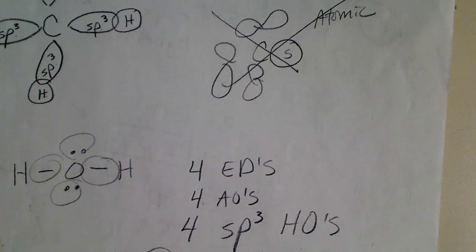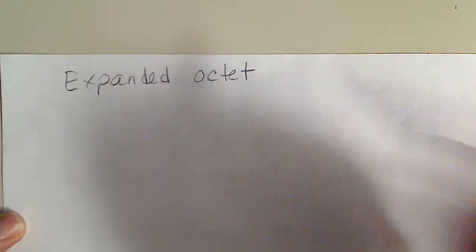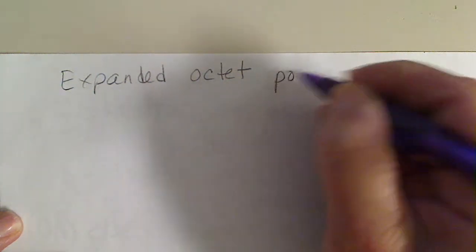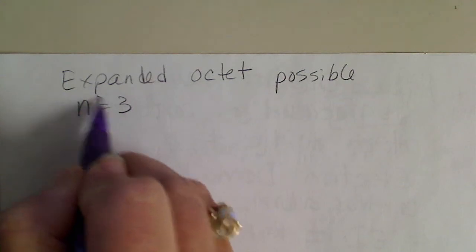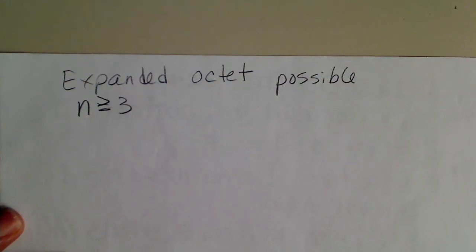4 electron domains. We can also have an expanded octet as long as the central atom is on the 3rd row or further on the periodic table, n equals 3 or n equals 4 or 5 or 6. So an expanded octet means that the central atom can have more than 8 electrons around it. So this is possible for n greater than or equal to 3, I guess I should put.